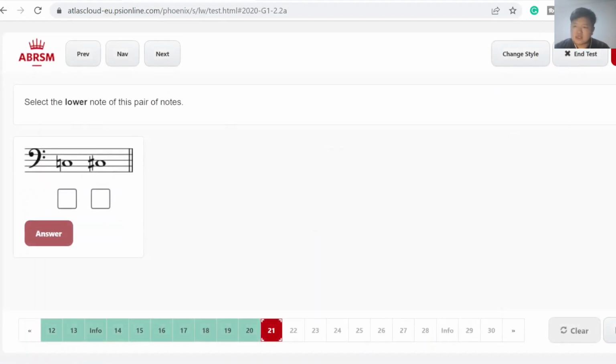Okay, for this question, you need to remember we have three types. In grade 1, we have three types of accidentals. We call this a sharp, we have a flat, and this is a natural. You have to always remember the sharp is always the highest, the flat is always the lowest. So the natural is in the middle, correct?